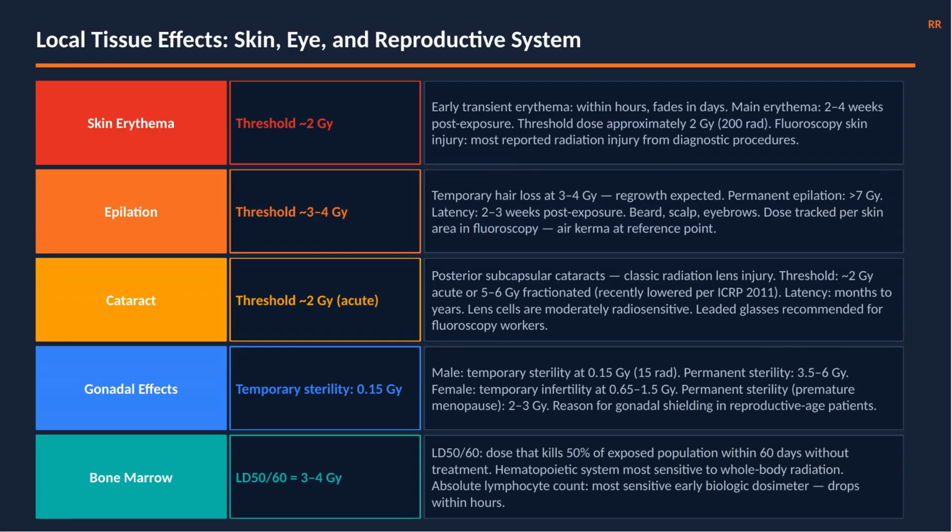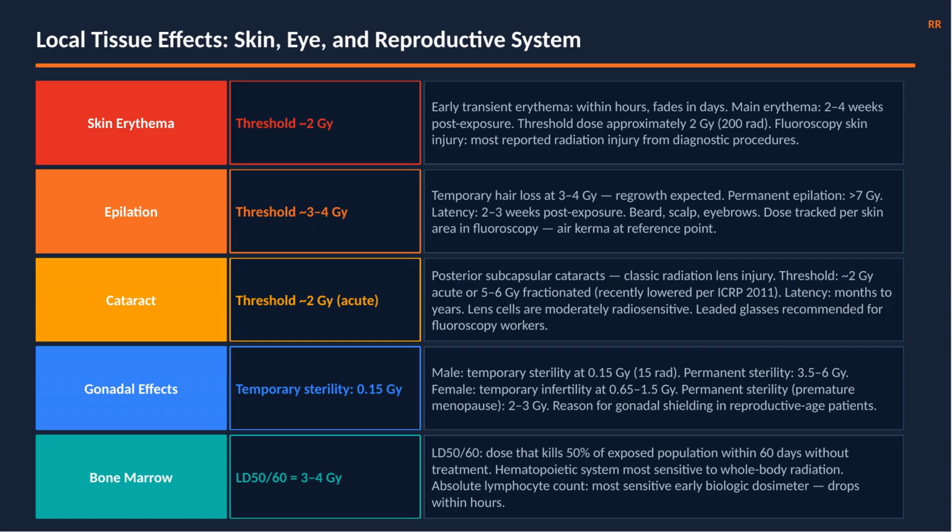5 specific dose thresholds for local tissue reactions. The registry tests these numbers. Skin erythema. Threshold: approximately 2 gray. 2 phases. Early transient erythema within hours that fades, followed by main erythema at 2 to 4 weeks. Fluoroscopy is the diagnostic procedure most associated with radiation skin injury. Long procedures over the same skin field accumulate dose.